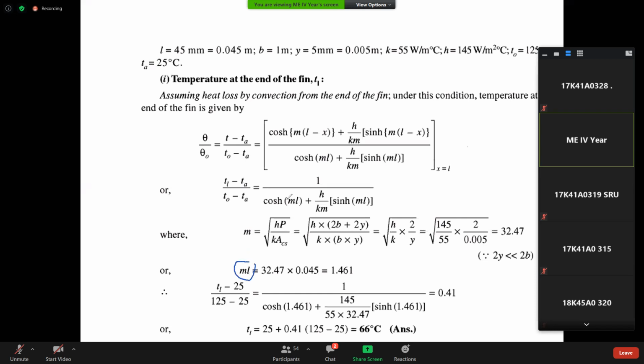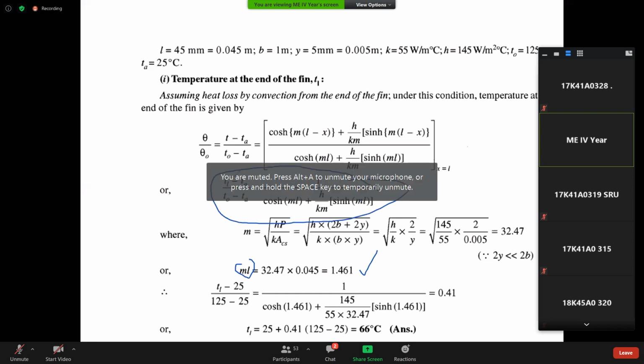Why mL? We have to substitute here. The product mL is needed. See, m is not different, L is not different, the product is what matters. It is inside this, sinh, a function of this. So you should not calculate separately; together you have to calculate. After substituting here, you will get the temperature TL.